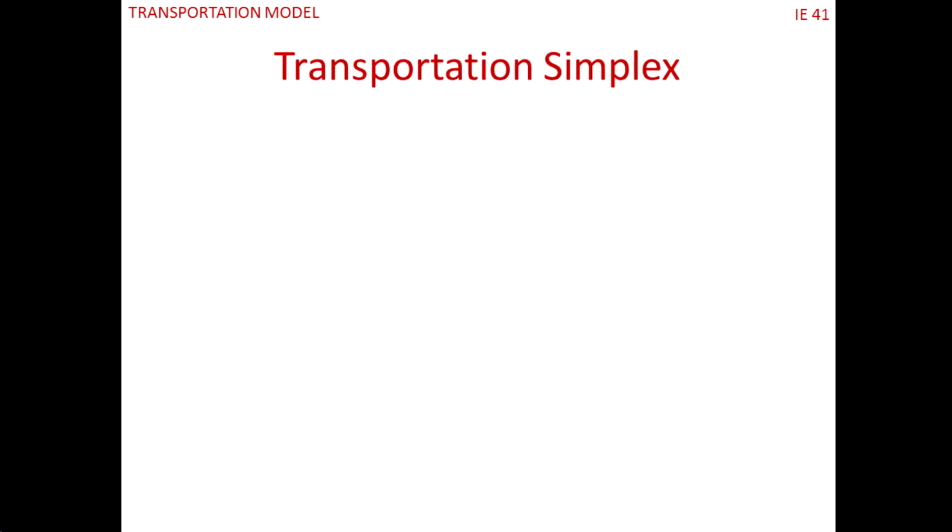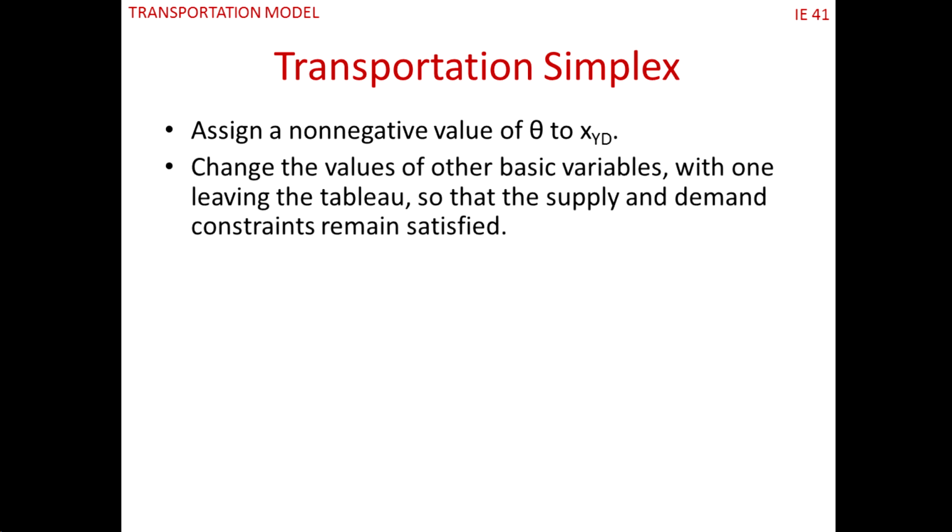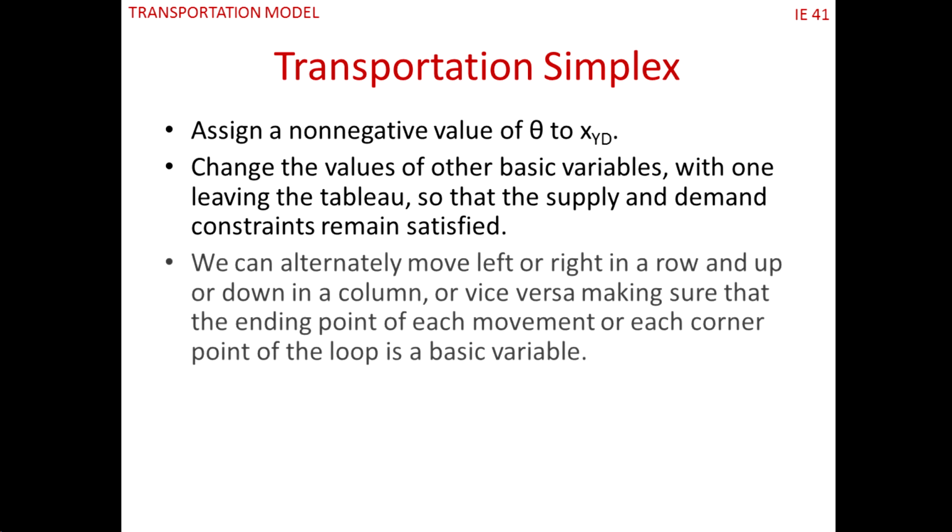We first assign a non-negative value of theta to xyd. Since we added the value to xyd, other basic variables must change in value, with one leaving the tableau, so that the supply and demand constraints remain satisfied. To do this, we move across the tableau in a loop, in which the entering variable is both the starting and ending point.